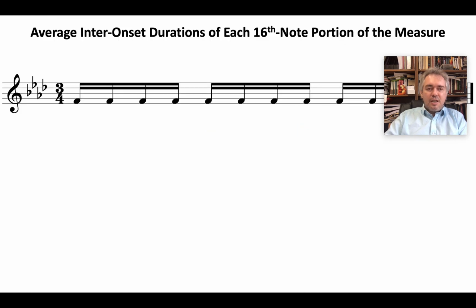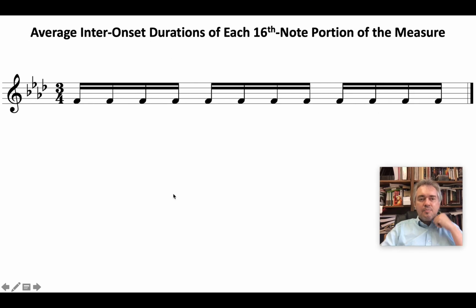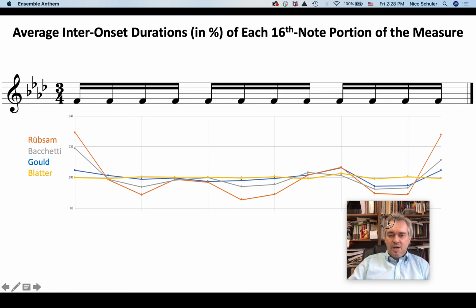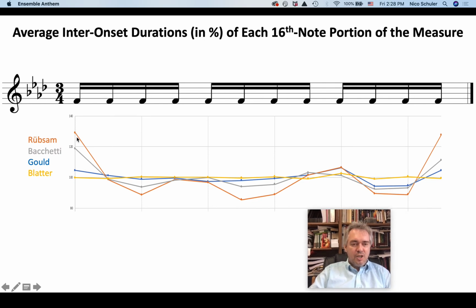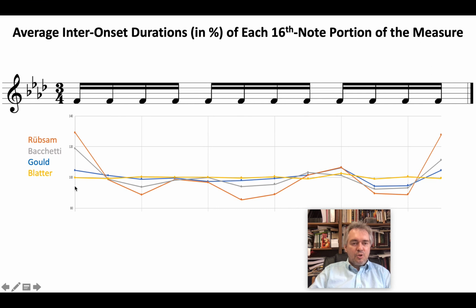So, anyways, I also wanted to look at just one measure, but as a concept, and I wanted to take every 16th note of the entire piece. From every measure, I wanted to take all the first 16ths, all the second 16ths, all the third 16ths, and average them together and see if we can generalize something. And this is what came out. So generally, on average, the first 16th in each measure was performed longer, except Blatter. But Blatter was almost, here's our 100% line, right? And Blatter is right there.